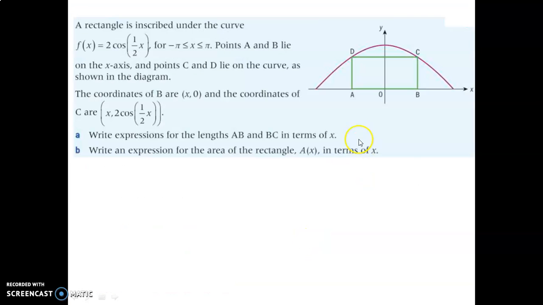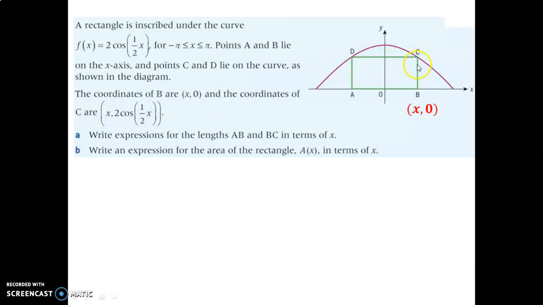Hey, look at this problem. This might look familiar. This is one of my favorite kinds of problems. We've seen ones like this last year in our course for sure. Read this carefully. It tells you about a rectangle. It tells you about a curve here that's represented by this function. And it says the coordinates of point B are x, 0, so I'm going to label that here. This distance is x, and this is 0 on the y-axis.